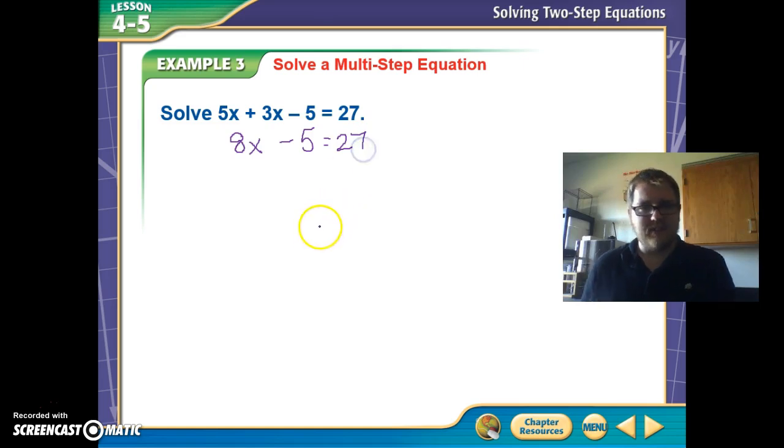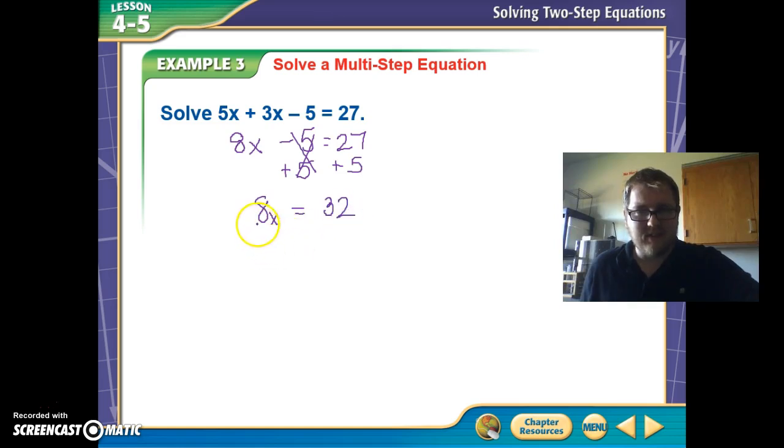Now we've got ourselves a two-step problem. We're going to isolate the x by adding 5 to both sides. So we're going to end up with 8x equals 27 plus 5, which is 32. Now we're multiplying the 8 and the x, so we're going to do the opposite. We're going to divide by 8, divide by 8. Your 8's cross out. You get x equals 32 divided by 8, which is 4.